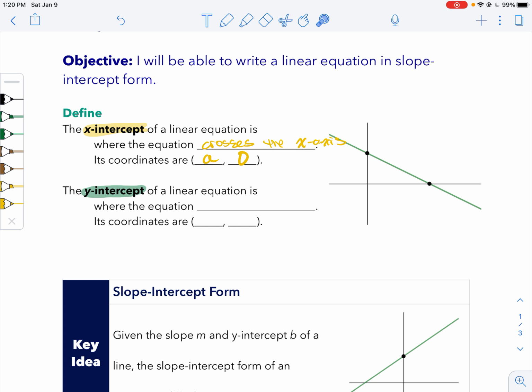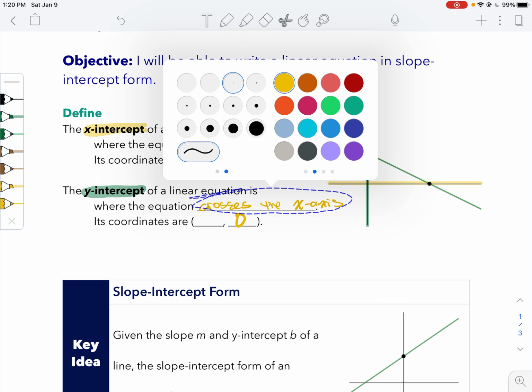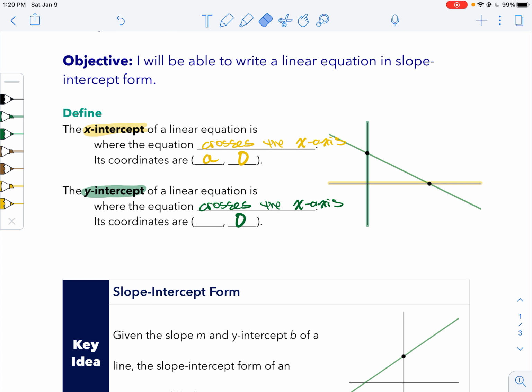So instead of intercepting the x-axis, the y-intercept will intercept the y-axis, which is this guy right here. So it's where the line crosses not the x-axis, but where the line crosses the y-axis. Right? So the x-intercept is here, and the y-intercept is right there. Now looking at this point, it doesn't go right or left at all, so its x is always going to be 0. And then it can be anywhere along this axis, so we'll just call it B.